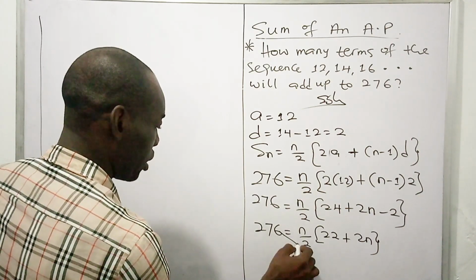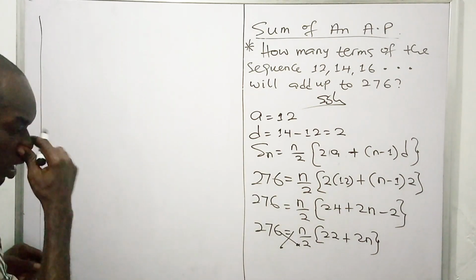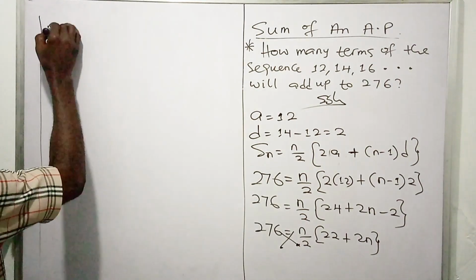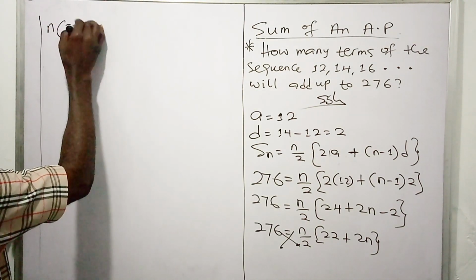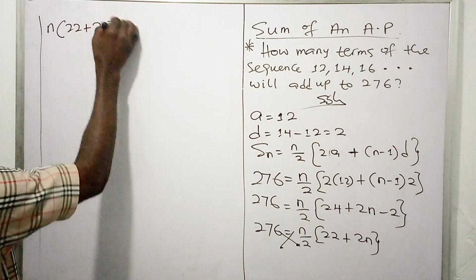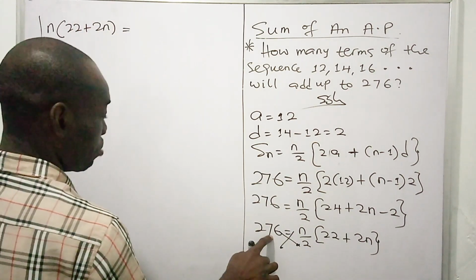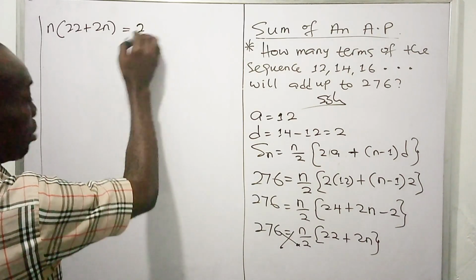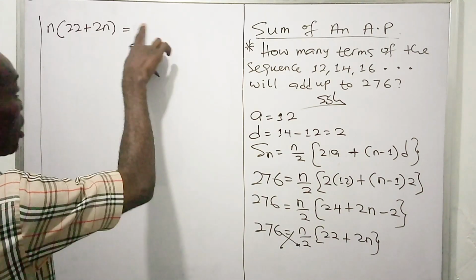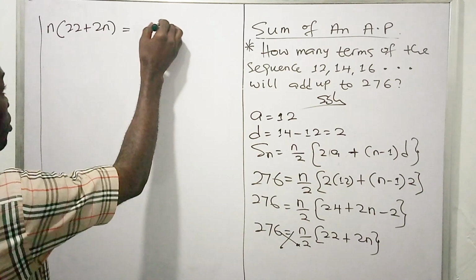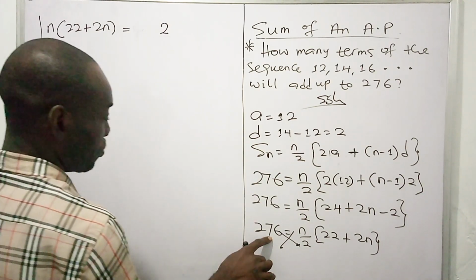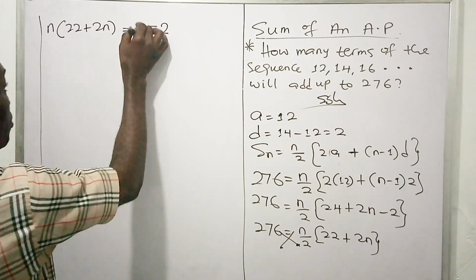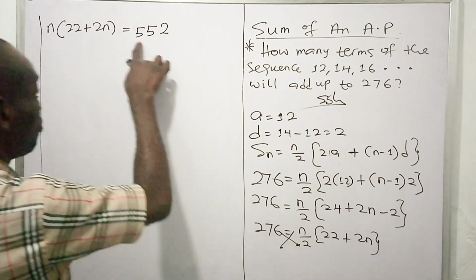Then from here, we cross multiply. When we do that, we're going to have n into 22 plus 2n on the left. On the right hand side, this is going to multiply this: 2 times 76. If we multiply that, 2 times 6 is 12, that's 2 carry 1. 2 times 7 is 14 plus 1, 15, that's 5 carry 1. 2 times 2 is 4 plus 1, that's 5. So we're going to have 552.